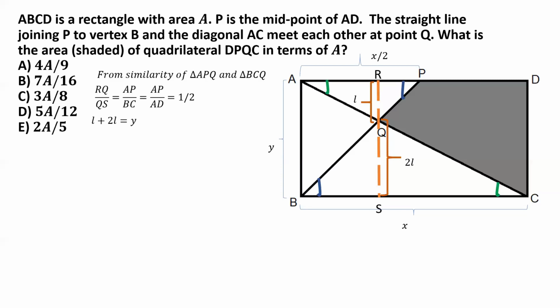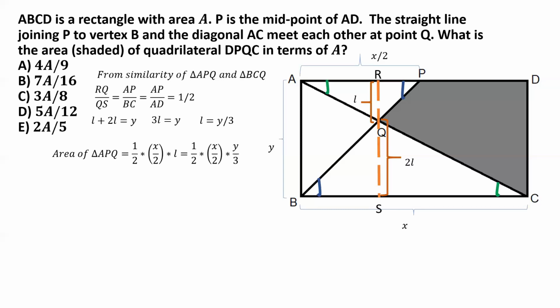So now from geometry, the total length of RS should be equal to the length of AB, and the length of AB is Y, but the length of RS is RQ plus QS. So combining the lengths of RQ and QS, we get the length of RS, right? The length of RQ is L and the length of QS is 2L, so we get L plus 2L equal to Y, from which we have 3L equal to Y, and we can express L in terms of Y as L equal to Y by 3.